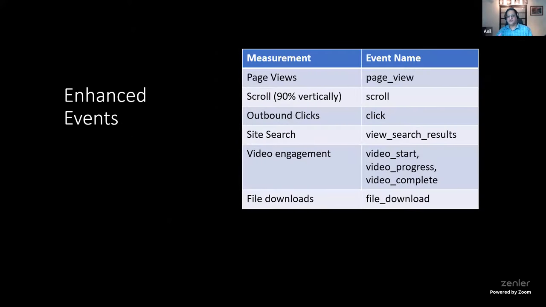Enhanced events are page views, scroll, when somebody scrolls 90% vertically, any outbound links, the site search, video engagement, file download, and there is now form tracking as well. I haven't started using form tracking because it's not where it should be. It has lots of issues. But once I start, then I'll talk about those as well. But those are called enhanced events and they are automatically enabled. You can disable them in GA4 if you would like.